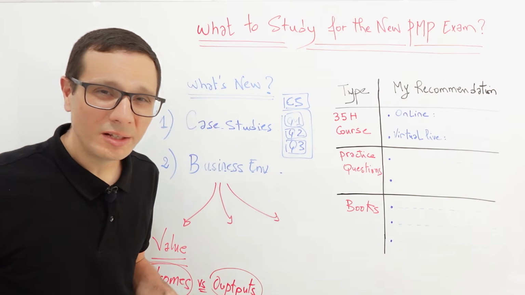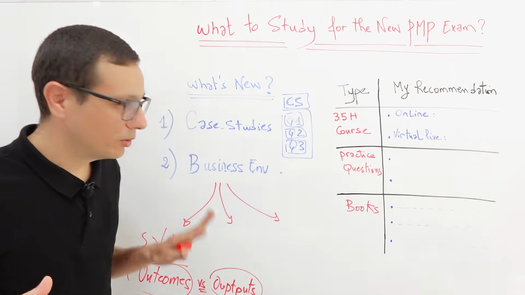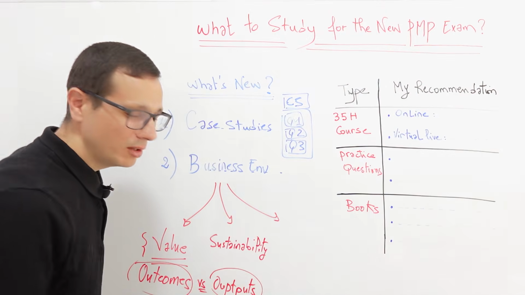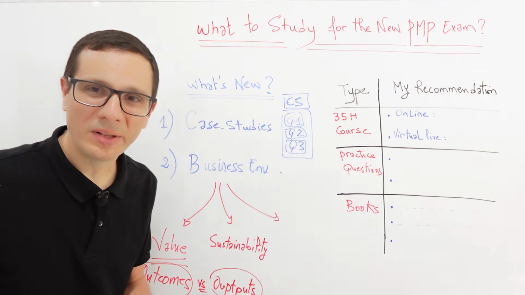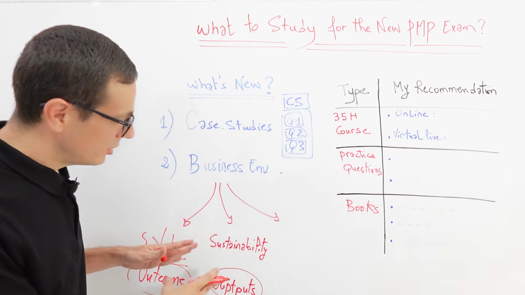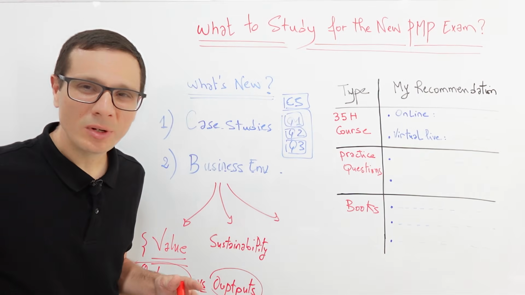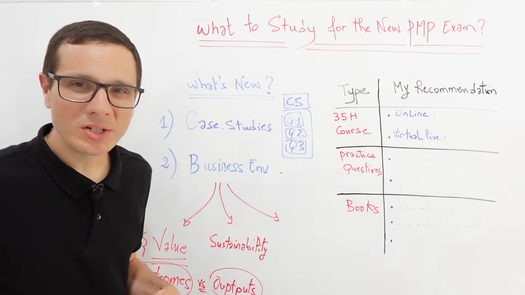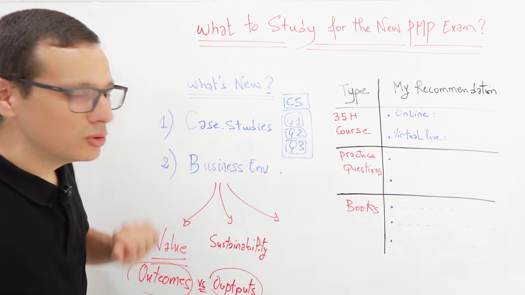The second thing that you need to keep in mind for this new edition is sustainability, which is considering the 3 bottom lines, which are the planet, people, and profit. This is an important concept that we need to understand and we need to consider when replying to questions that are related to the new PMP exam.